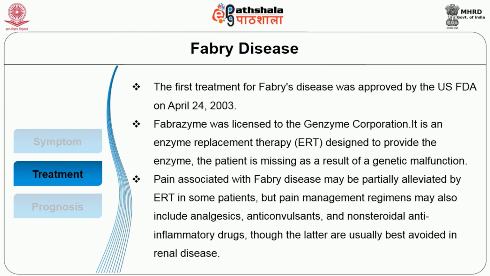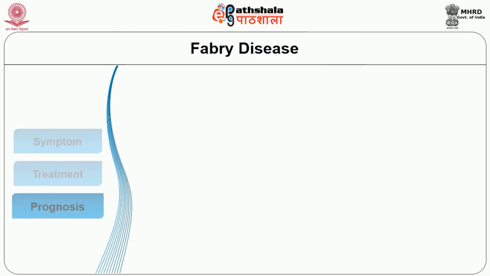Pain associated with Fabry disease may be partially alleviated by enzyme replacement therapy in some patients, but pain management regimes may also include analgesics, anticonvulsants, and non-steroidal anti-inflammatory drugs, though the latter are usually best avoided in renal disease. What is the prognosis of this disease?